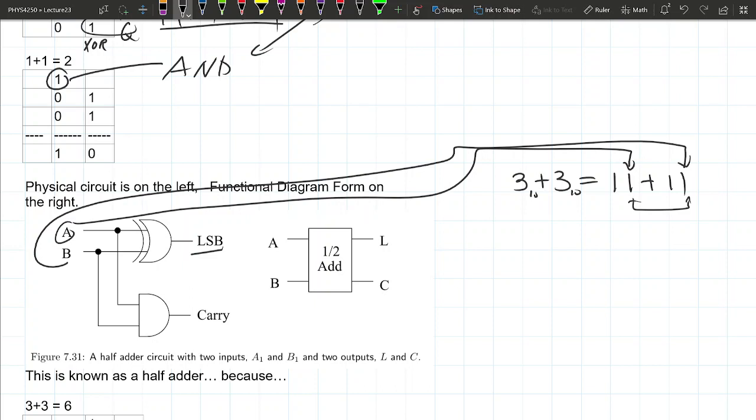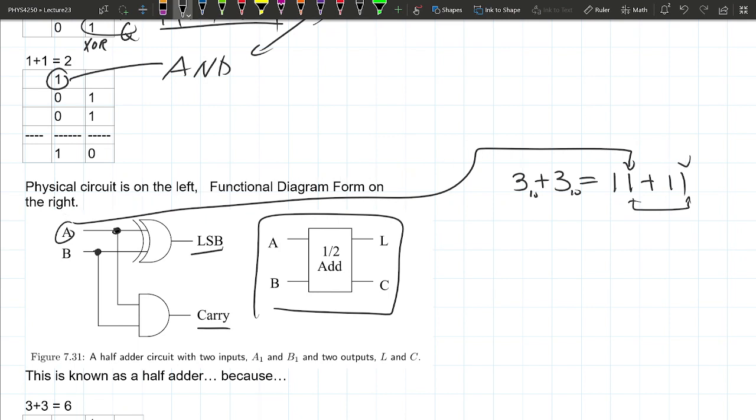And the AND gate output is going to be the carry. Notice that both A and B are connected to the AND gate because the dotted lines indicate the wires are connected to each other. In fact, this is symbolized with a box diagram, called a functional diagram.